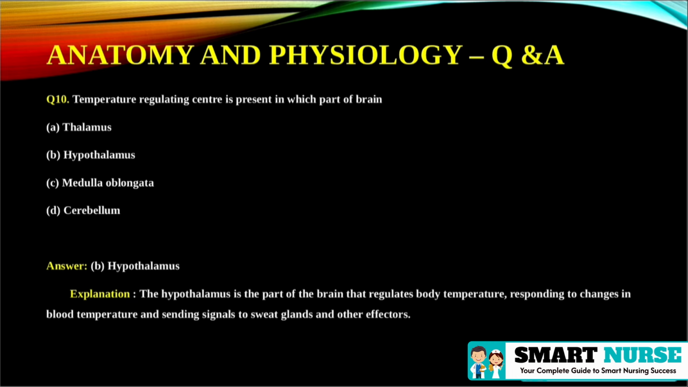And option C is medulla oblongata, whose function is to regulate involuntary vital life functions. Option D is cerebellum. The function of cerebellum is to coordinate voluntary movements to ensure they are smooth and well timed. So the exact answer is option B, hypothalamus. The hypothalamus is a part of the brain that regulates body temperature, responding to changes in blood temperature and sending signals to sweat glands and other effectors.